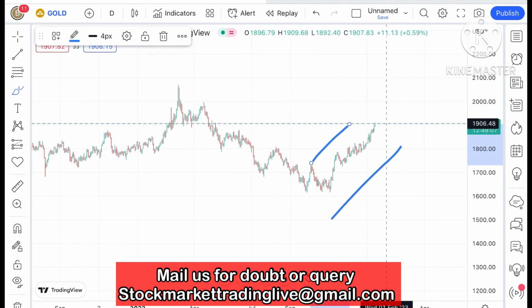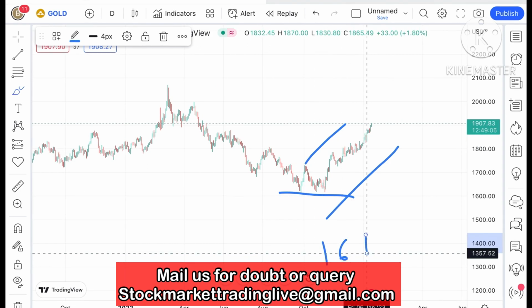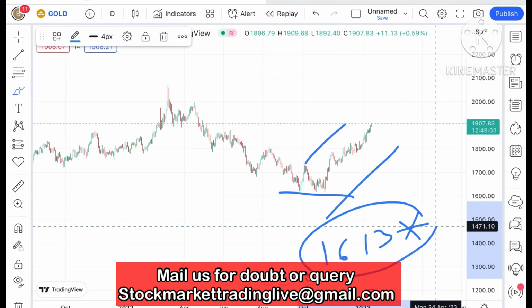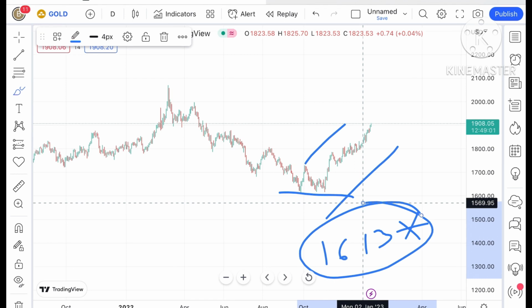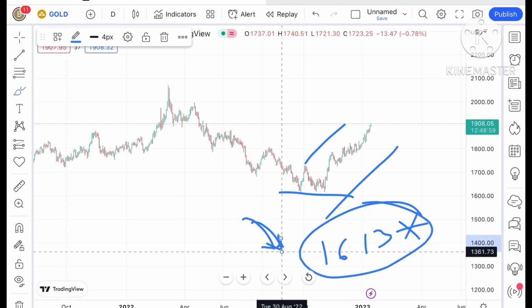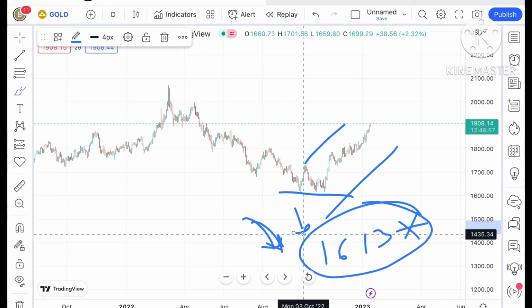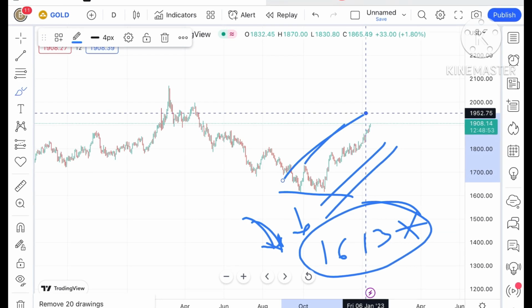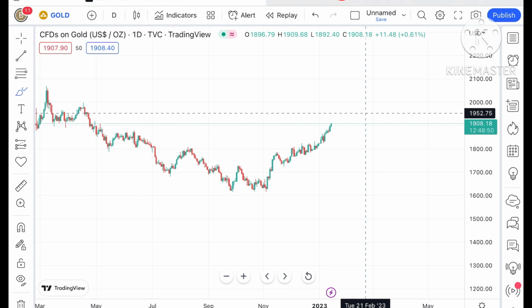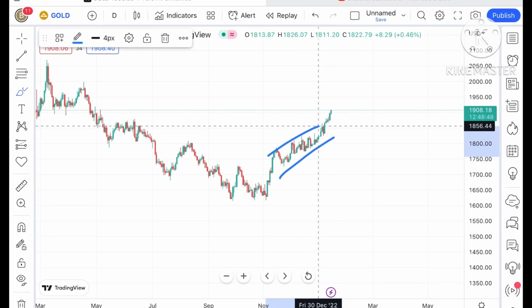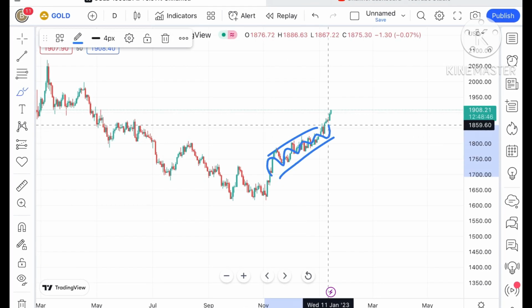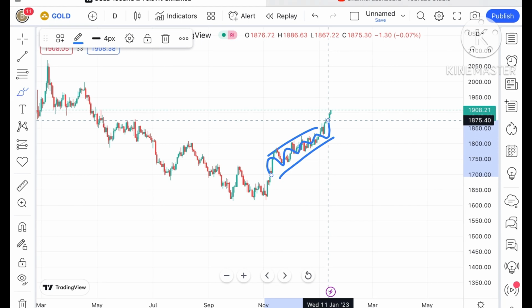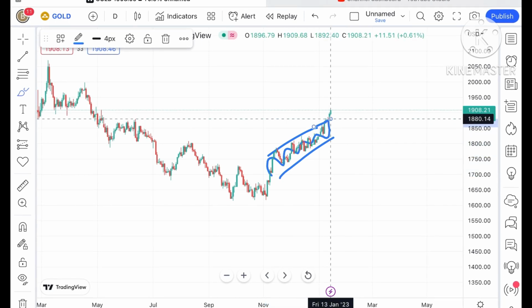If you look at this particular chart, there is a pattern forming at 1613. This is a weak support, so chances were very high that if the price comes close to this level we can see a further fall. Otherwise there is a continuous upside you can see. So the probability of moving further upside is on a higher side, as I have clearly told you that there is a pattern forming. This pattern is moving in an ascending order, and there is a breakout that happened.